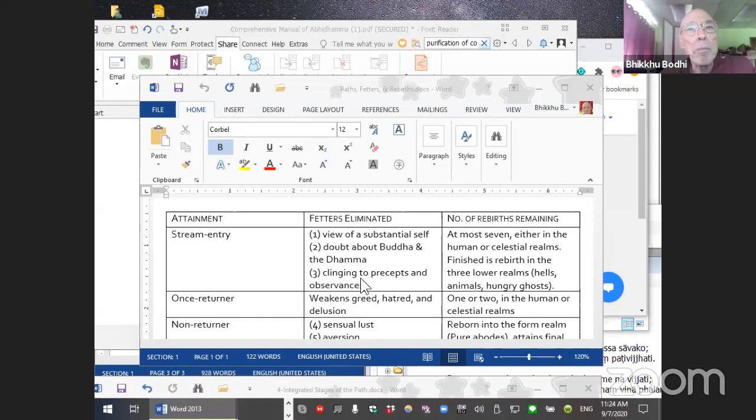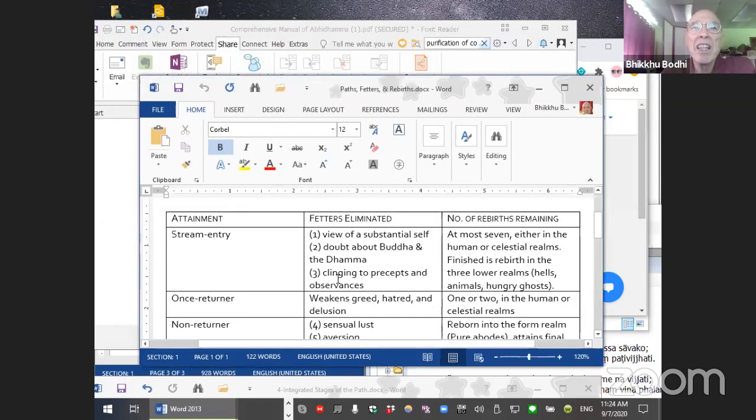Yeah, well, clinging to precepts and observances is one aspect of clinging that occurs in dependent origination. So in dependent origination, we have craving, clinging, and existence, right? Then following existence, we have birth, then old age and death. So we have clinging after craving, and clinging is explained by way of four types of clinging. And one of those types of clinging is clinging to precepts and observances.